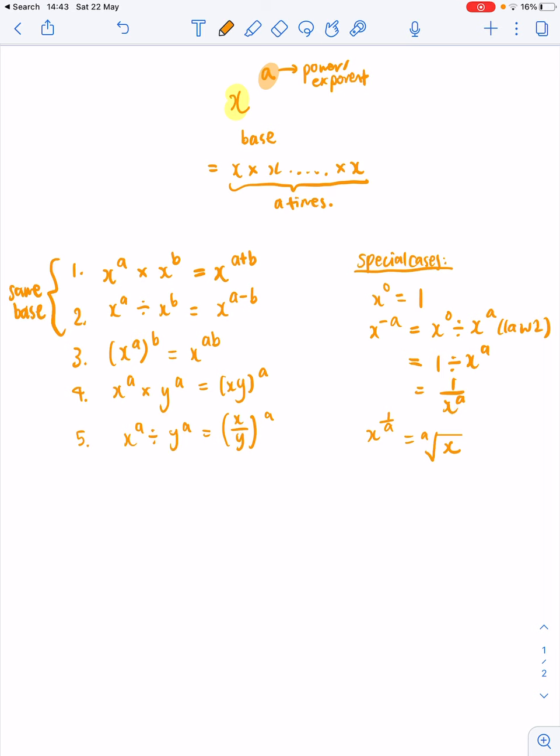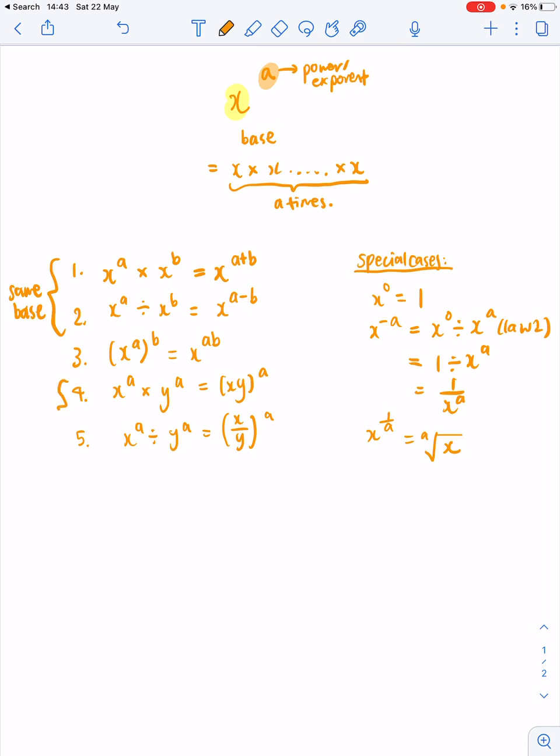The third law is referring to when I have x to the power of a and I want to raise that whole thing to the power of b. So it is x to the power of ab. I just multiply the two powers.